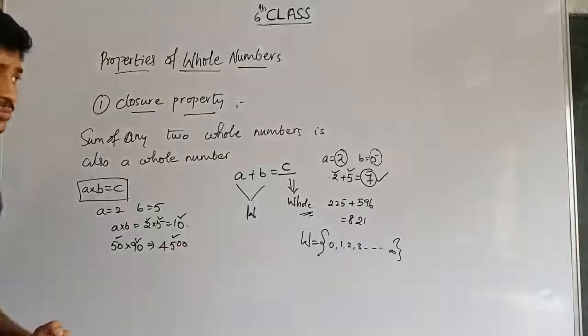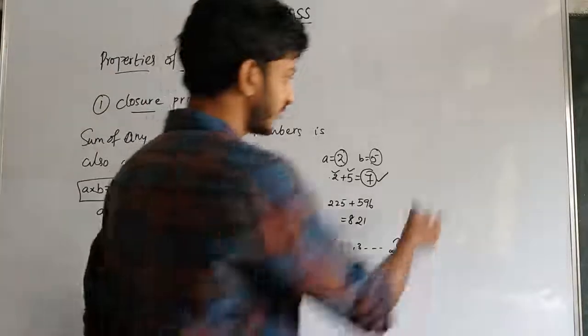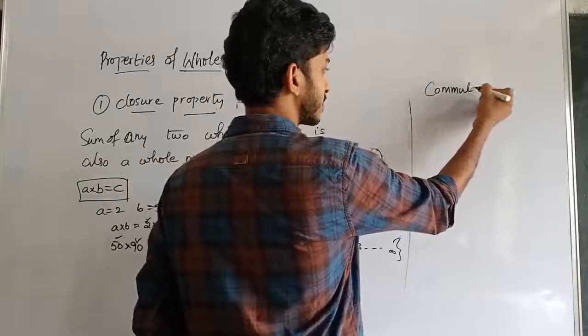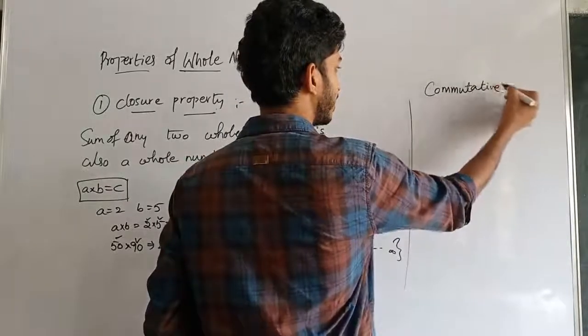Okay, this is about closure property, and the next property we have is commutative property.